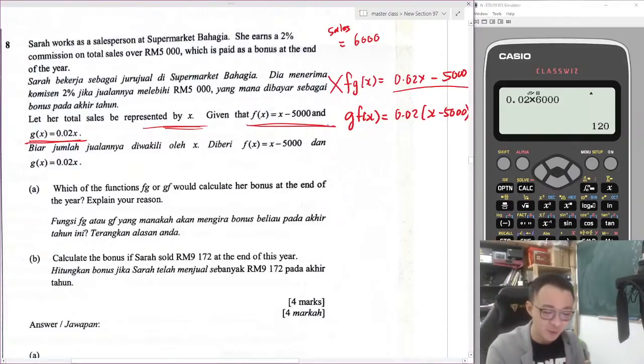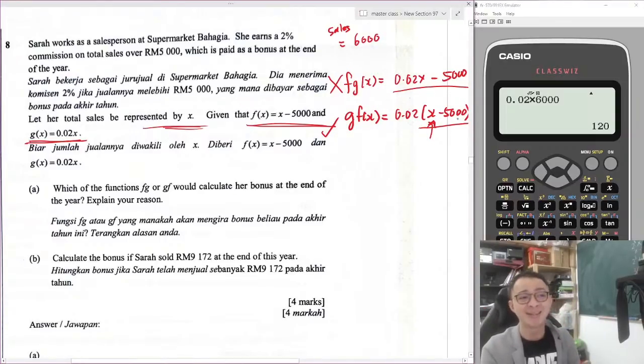So therefore, we'll choose the second one. You can see the equation. This one is total sales, right? X. I use the total sales minus the 5,000.